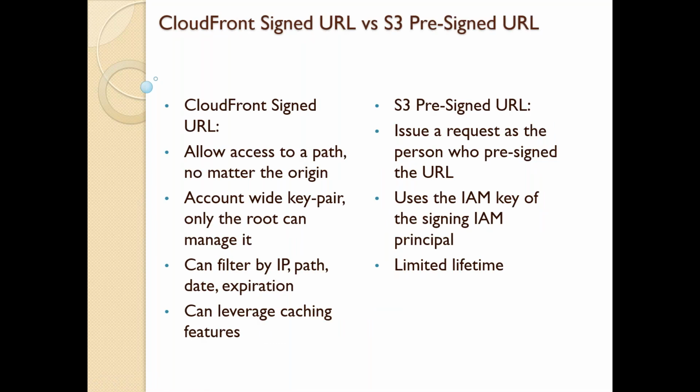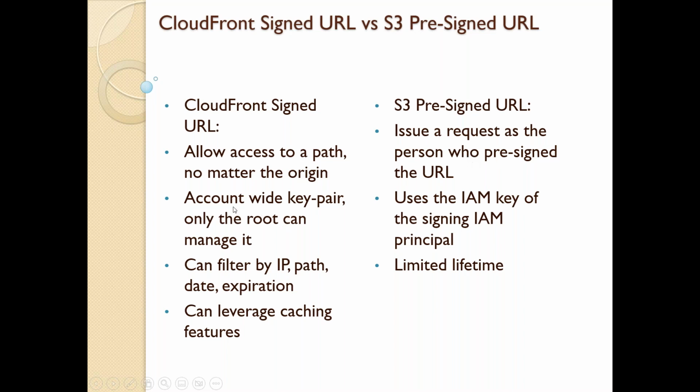We also have something called an S3 pre-signed URL. Suppose I want to share one document from S3: you can sign that and send the URL to somebody. The difference between CloudFront signed URLs and S3 pre-signed URLs is that with CloudFront, you can allow access to a path no matter the origin. You can say you only cache /images. But with the pre-signed URL, it has to be the whole URL, the whole object.